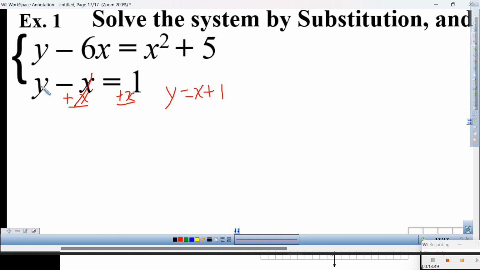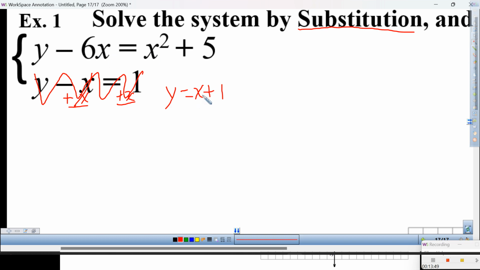So once we do that, look up. Let's put the wiggles on this. We're no longer going to use the original one. We're just going to focus on this one and that one. Since we're using the substitution method, that means we're going to substitute this one into the first equation.